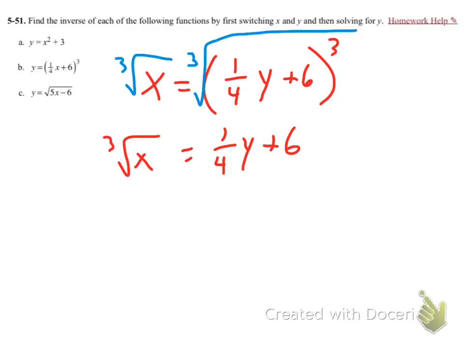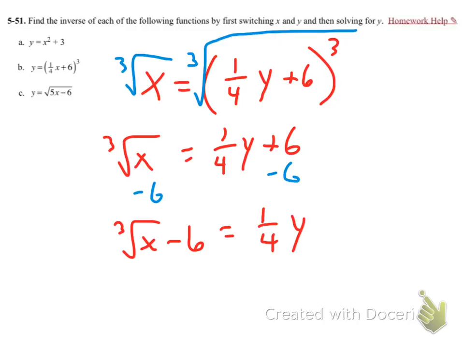From here, to undo that, I subtract 6 from both sides, giving me the cube root of x minus 6. And notice the root does not go over the negative 6 on this one. Equals 1/4 y. And now to get y by itself, I'm going to multiply both sides by 4. I am multiplying this entire thing by 4, so it needs to be in parentheses. I could distribute if I wanted to, but I don't necessarily need to.